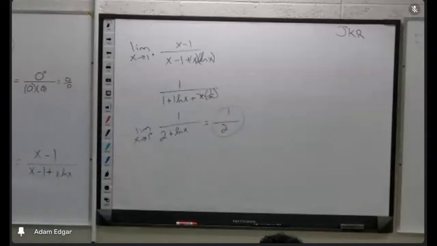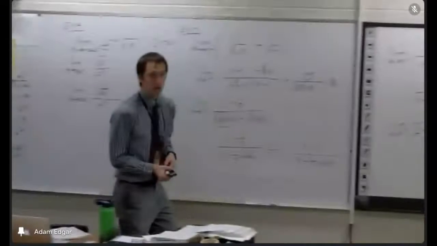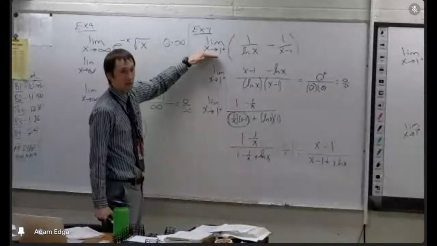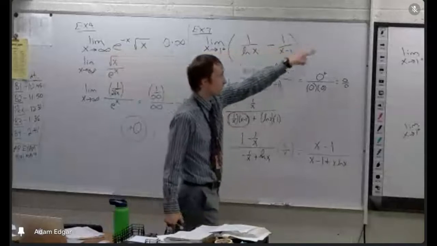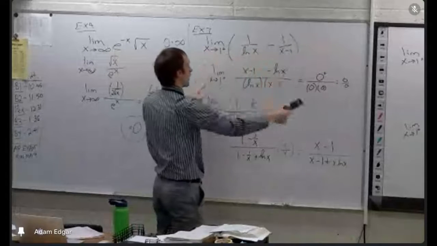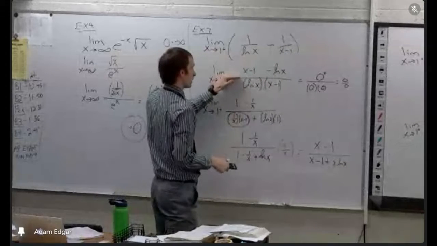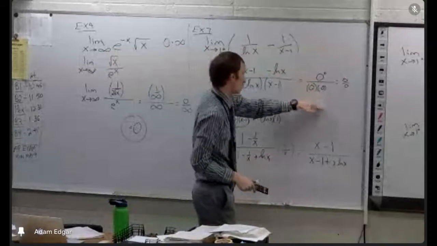So to come back and summarize everything that just happened: we tried to do the limit directly. We had infinity minus infinity, so we don't like it. Then we took the two fractions and combined them into a single fraction by getting a common denominator. We tried to do the limit again, and we got 0 over 0. So we L'Hopital.